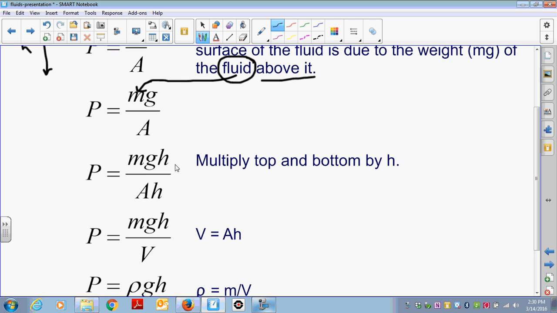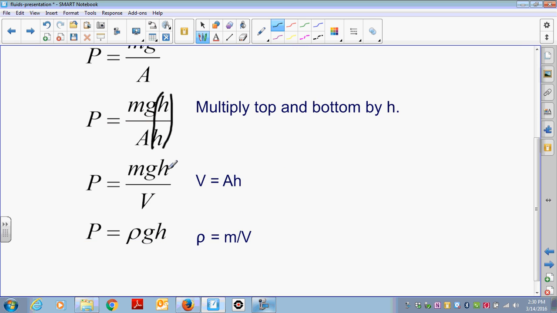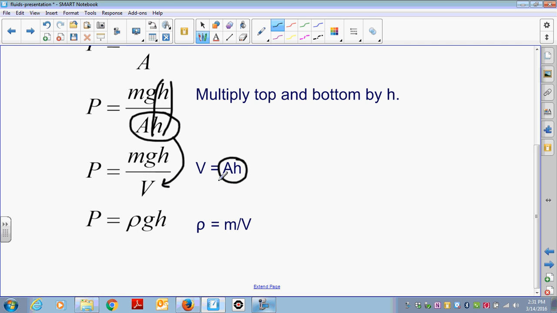Now what we're going to do is multiply the top and the bottom by h. This is effectively multiplying by 1, isn't it? Notice here that the volume is equal to the cross-sectional area times h, and we can replace the Ah here with V. Now you can see that you have the mass per unit volume right here, and that's equal to the density. So we can replace that with rho. So here, the pressure is equal to the density of the fluid times the acceleration due to gravity, the magnitude, notice there's no vector sign here, times the height of the fluid column.